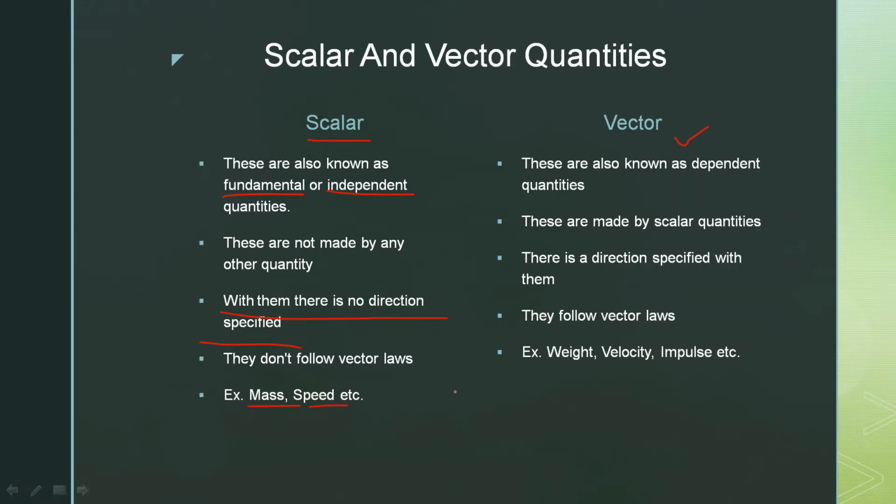Let me give you an instance. Suppose there is an object of 3 kg mass and an object of 5 kg mass. You hold them both with one hand. Then what will the mass of them be? It will become 3 plus 5 equals 8 kg. So they don't follow vector laws. They follow simple algebraic laws such as addition, subtraction, division, and multiplication. They don't follow any vector laws.